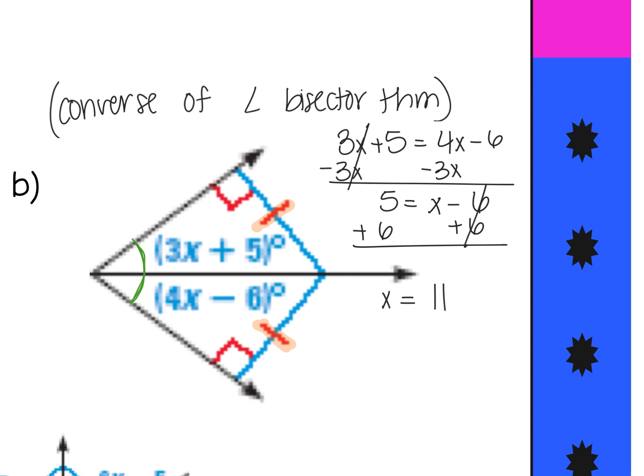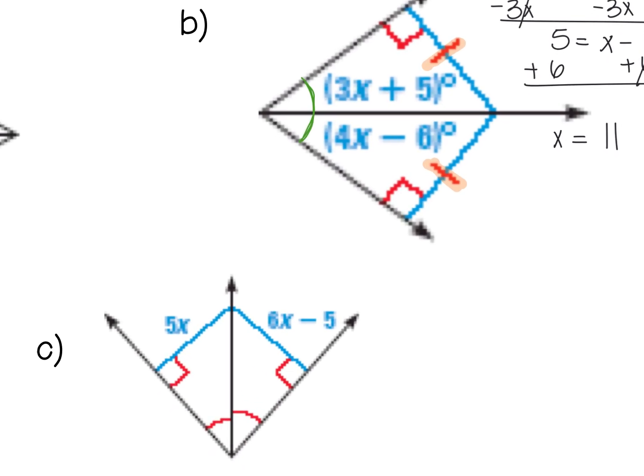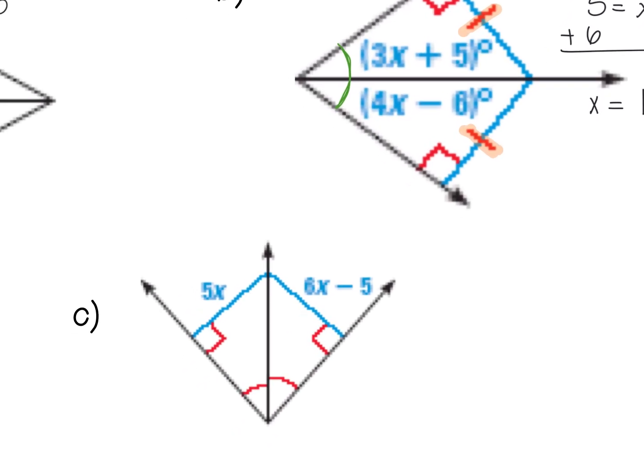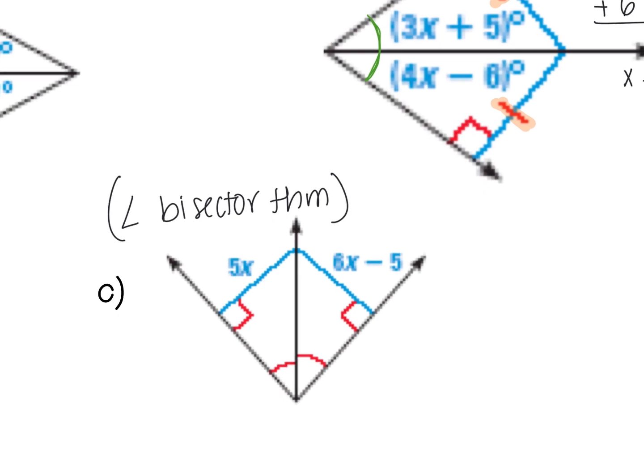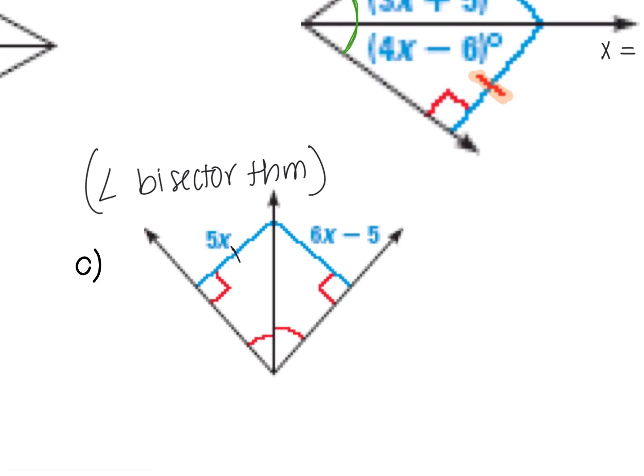Okay, questions on B? All right, let's go ahead and go to C. Which one's this? Angle bisector or converse of angle bisector? Good. They're telling me my angles are congruent, so this one's just going to be angle bisector theorem. And then that means my segments are going to be equal distance, so they're going to be congruent.